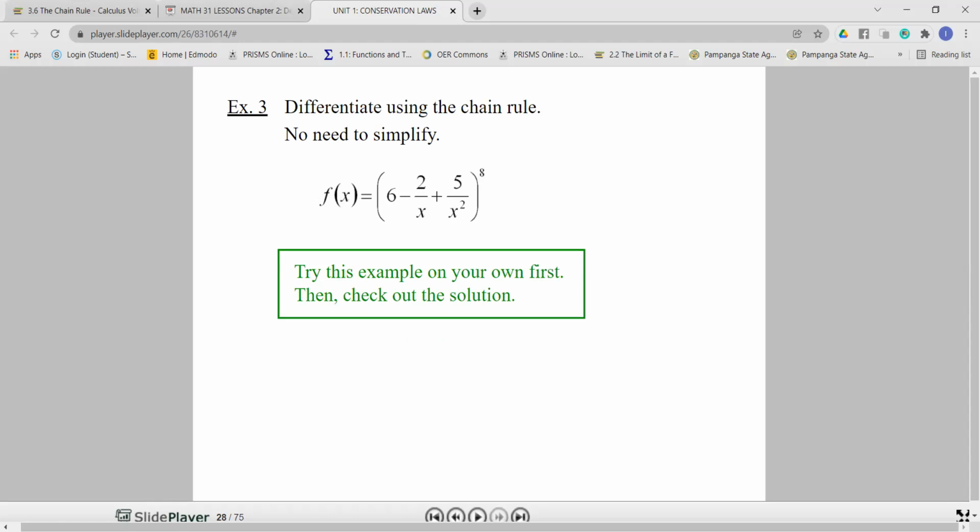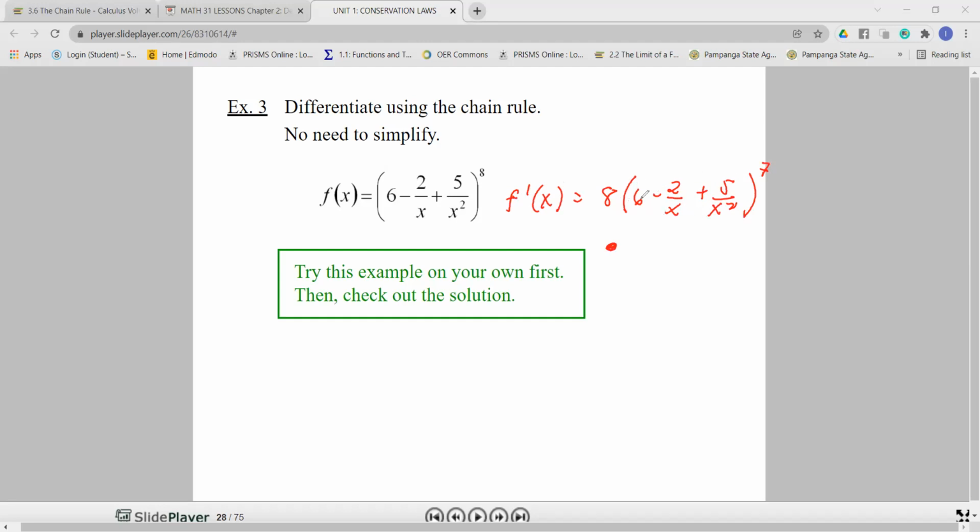Okay, for example, differentiate the following using the chain rule. No need to simplify. Before we check their answers, what will we do? Again, think of this whole thing as one variable. By power rule, the power just moves, so f prime of x will be equal to 8, times the inside, 6 minus 2 over x plus 5 over x squared, raised to the 8 minus 1, which becomes 7. Okay, don't forget, after that, you multiply it by the derivative of the inside.